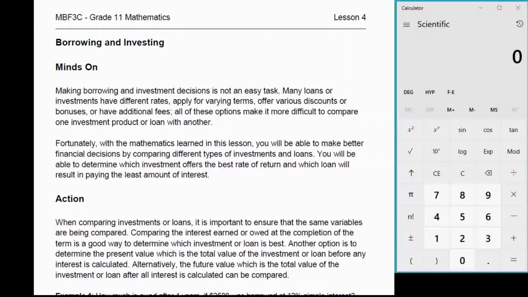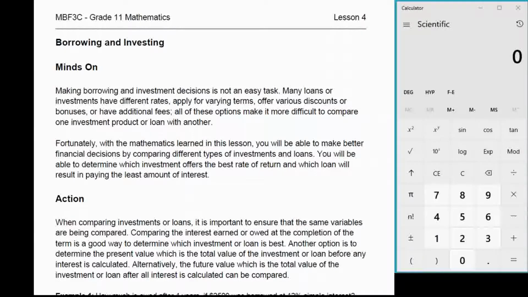Okay, this next lesson is on borrowing and investing. So you probably borrowed some money, or you might have made some investments at some point in your life, or if you haven't, you will most definitely be doing that in the near future.